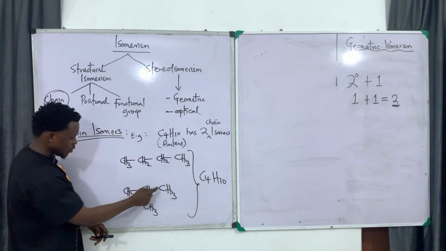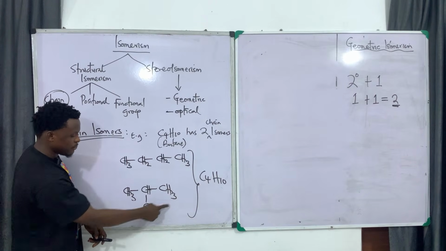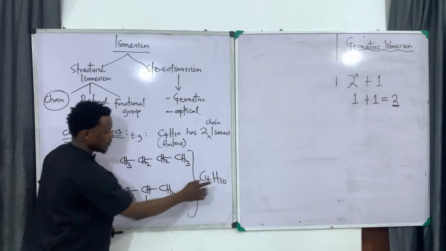This one has 1, 2, 3, 4. 4 carbons. 10 hydrogens. 3 plus 3 is 6, plus 3 is 9, plus 1 is 10. Which is this.